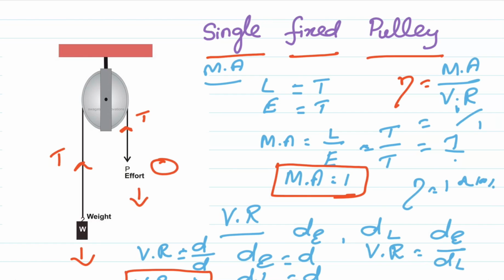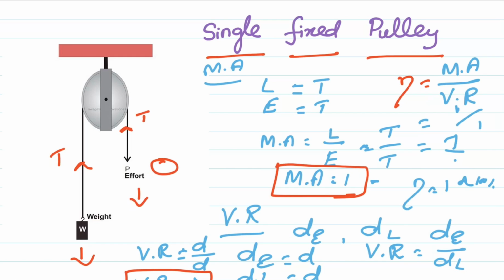Okay. Then from definition we know the relation connecting mechanical advantage, velocity ratio and efficiency eta: efficiency is equal to mechanical advantage by velocity ratio. Here we have calculated the mechanical advantage as 1, velocity ratio is also equal to 1, substituting we will get the efficiency is equal to 1. Normally the efficiency is calculated in percentage, so if you multiply by 100 we will get the efficiency is equal to 100%. Okay. Now let us discuss what are the advantages of this system of pulley.